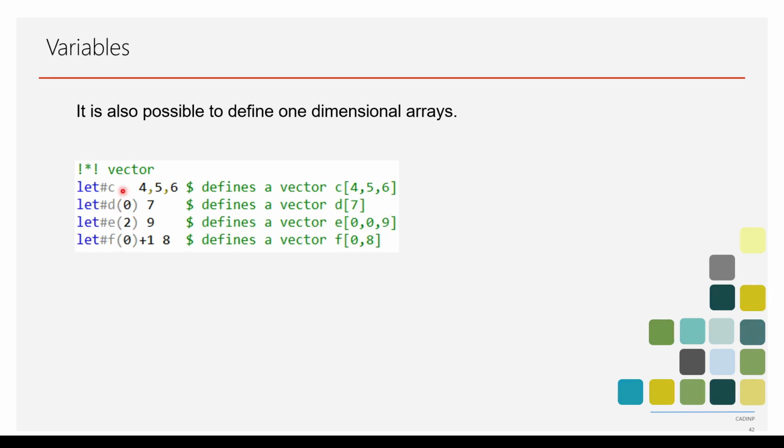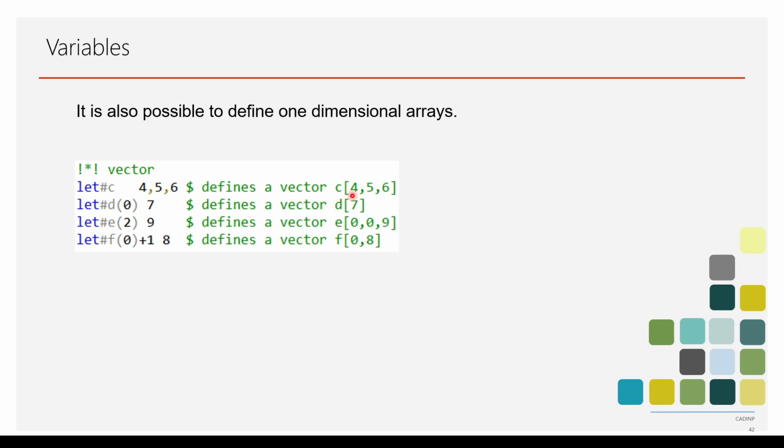For example, the command let hash c 4,5,6 creates a vector c with the values of 4, 5 and 6. The indexing of the elements in the vector always starts from 0. Unfortunately, it is not possible to create multidimensional arrays in the Cadim language.